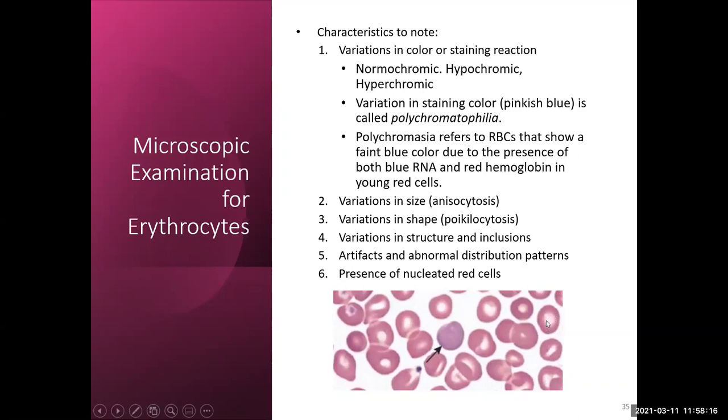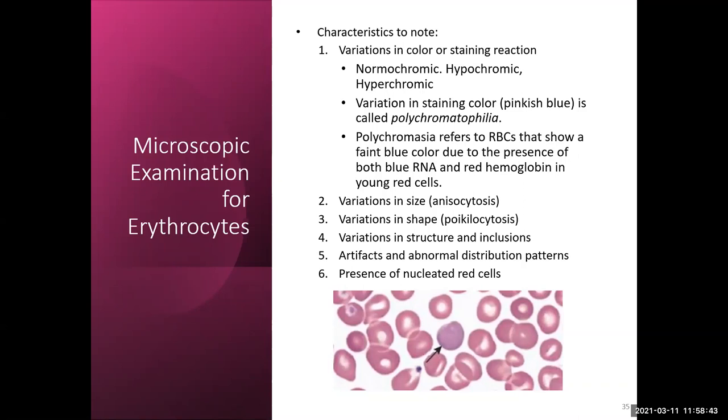You're going to see a larger, whiter area here. You can also get polychromasia, which is more of a purple color. So this is what we're looking for when we're looking at a cell potentially being a reticulocyte. That purple color is the staining of that RNA, which is giving it that purple color there.